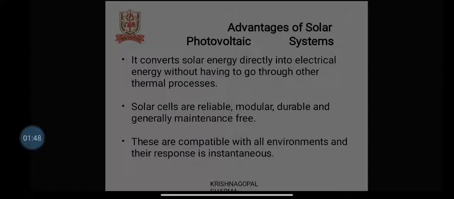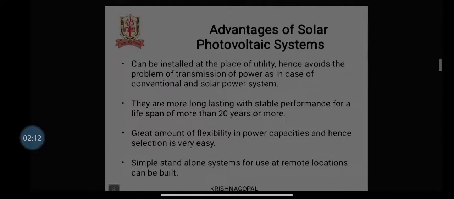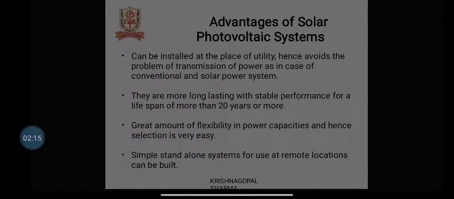So let's see its advantages. It converts solar energy directly into electrical energy without having to go through other thermal processes. Solar cells are reliable, modular, durable and generally maintenance free. These are compatible with all environments and their response is instantaneous. They can be installed at the places of utility, hence avoiding the problem of transmission of power as in the case of conventional power systems.